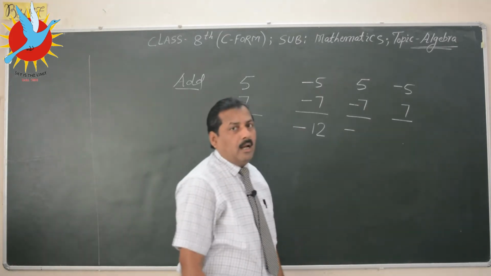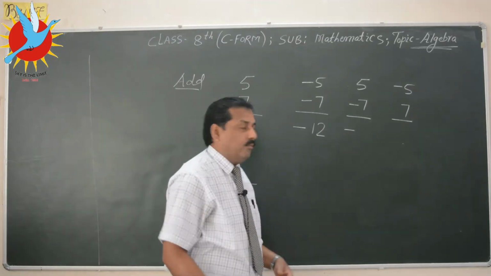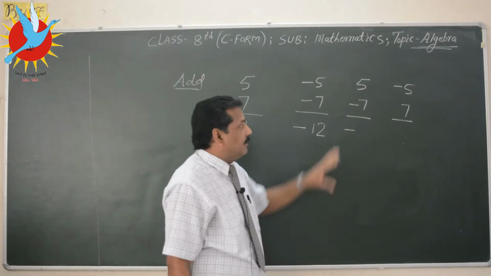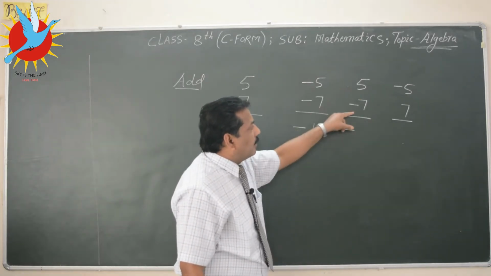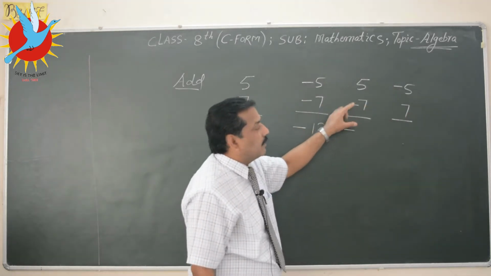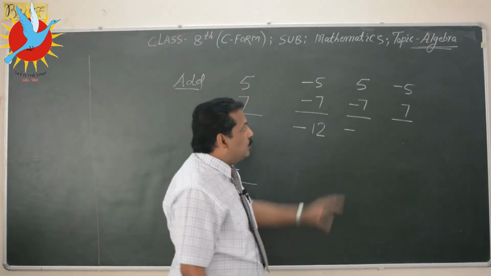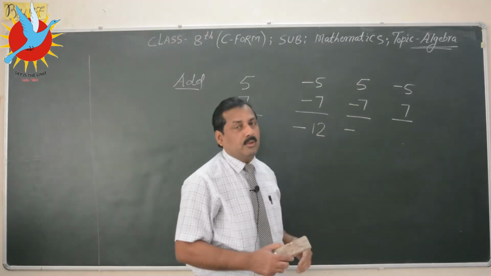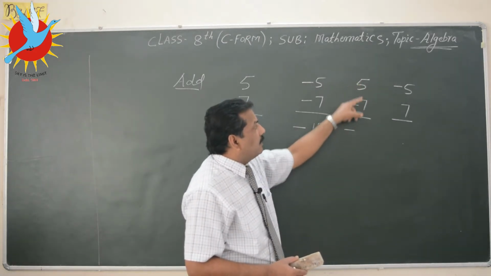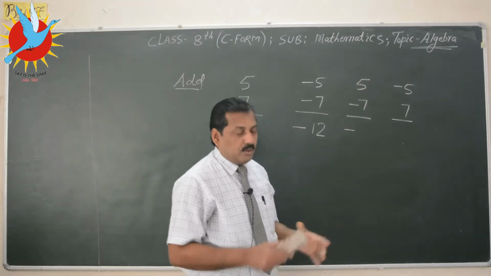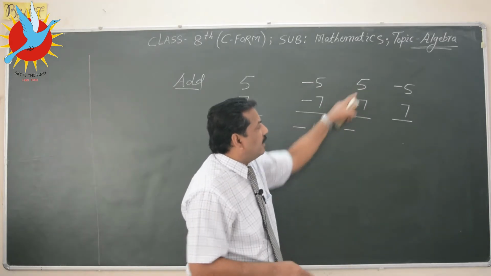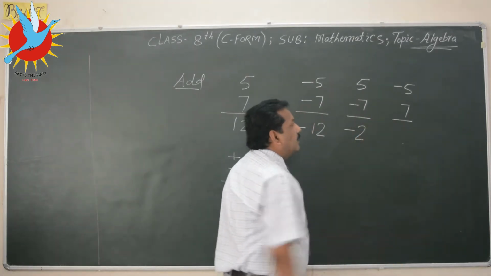This is the rule. And now next, what should be written here? Should it be 5 plus 7, 12? No. In this case, when signs are different, this is plus and this is minus, we do not combine these two numbers. We get the difference of these two numbers. So what is the difference of 7 and 5? 5, 6 and 7. So the difference of 7 and 5 is 2. So this will be minus 2.